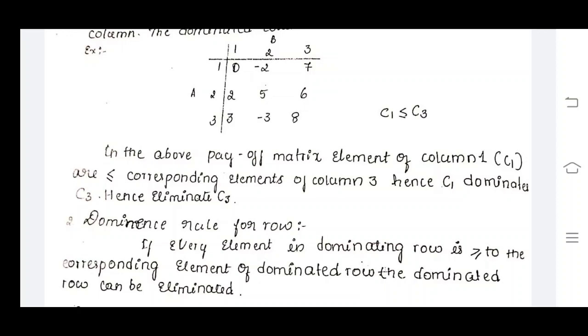condition is not satisfied. Then again compare the first column with the third column elements. 0 is less than 7, 2 is less than 6, 3 is less than 8, the condition is satisfied. Then we can say that the column C1 will be less than or equal to the elements of the column C3. Hence, C1 dominates C3. Hence, here the dominated column is C3. Hence, we can eliminate the C3 column.